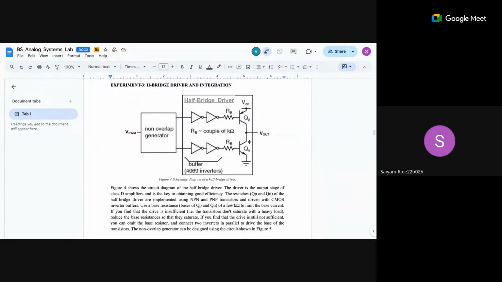But this is an NPN transistor, right? So here, if it's high, this will also conduct. So both are conducting. The transistors are different. So that will cause an infinite current to flow. Basically, that will cause a short between supply and ground.